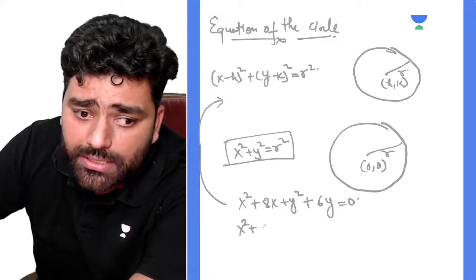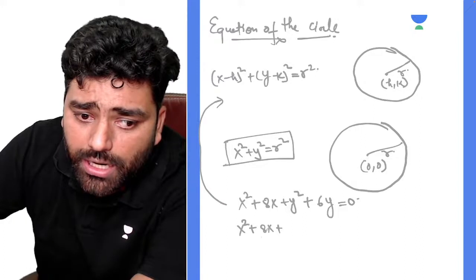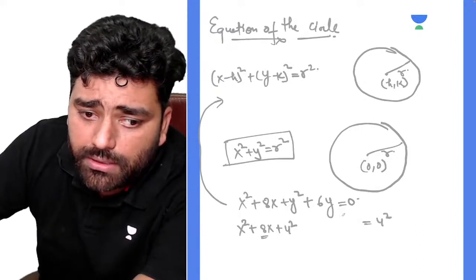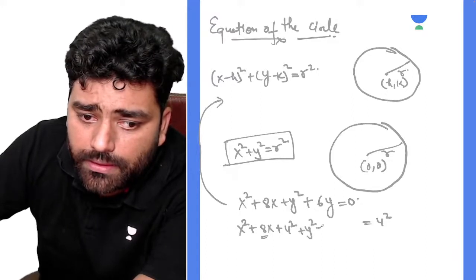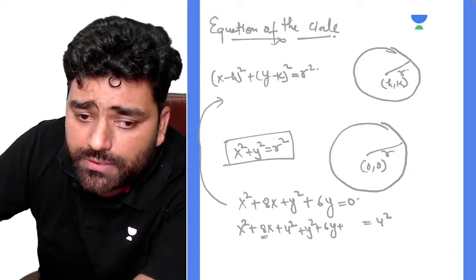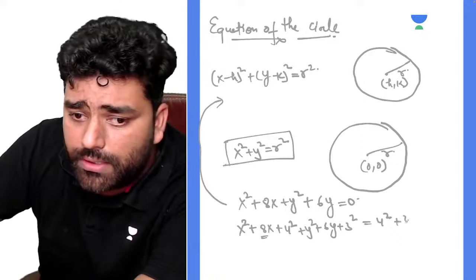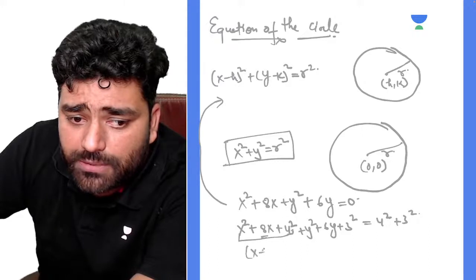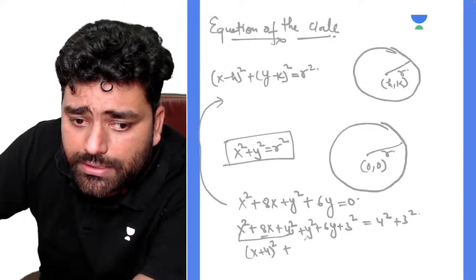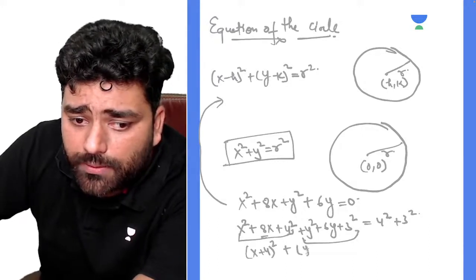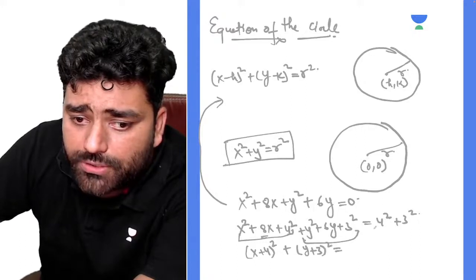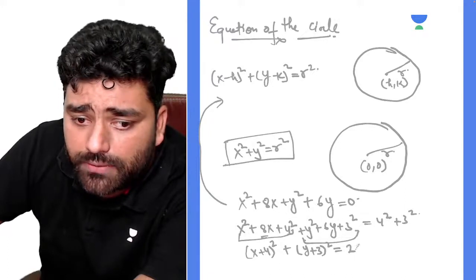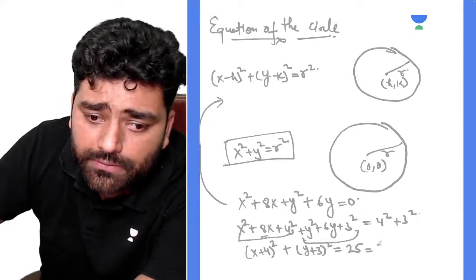Completing the square means, suppose this is 8x, so half of 8 is what? 4 square. So you need to add 4 square on both sides to complete the square. Like 6y, half of 6 is what? 3 square. So you need to add 3 square on both sides, guys. Now the first three terms give x plus 4 whole square, and this is going to be y plus 3 whole square, and that is equal to 4 square plus 3 square. That means 16 plus 9, that is equal to 25, right guys? And that is 5 square.